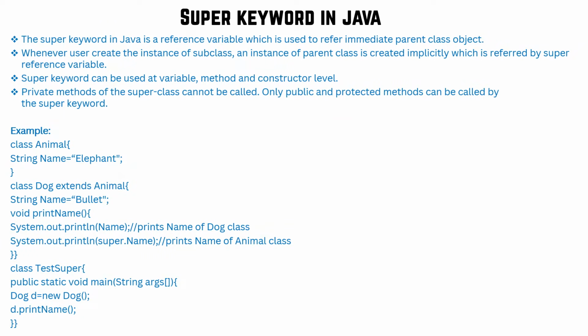The super keyword in Java is a reference variable which is used to refer to the immediate parent class object. Whenever you create an instance of a subclass, an instance of the parent class is created implicitly, which is referred to by the super reference variable. The super keyword can be used at variable level, method level, and constructor level. A private method cannot be called using the super keyword. Only public and protected methods can be called by the super keyword.